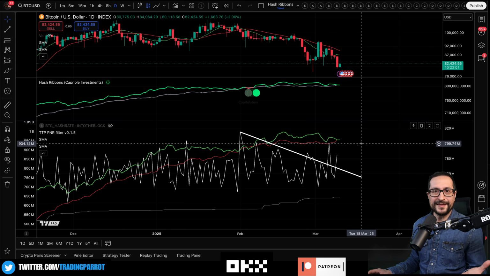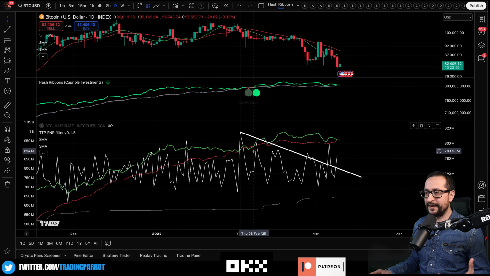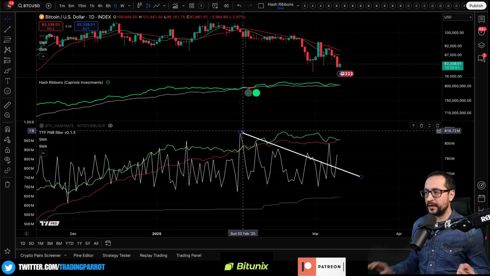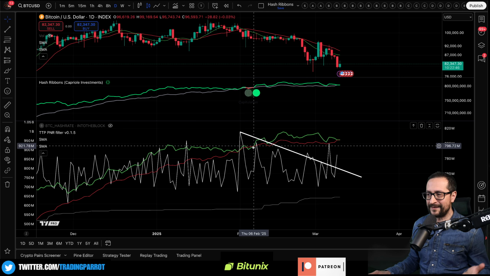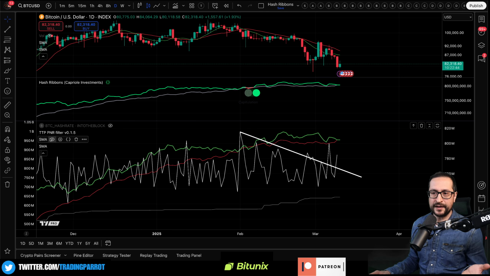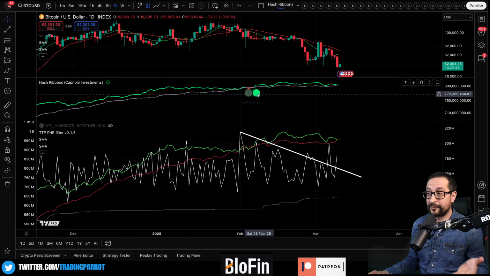So when do we get that buy signal? We get that buy signal when the hash rate starts to go up. We already have a bullish cross on the moving averages of the hash rate. That was the recovery signal.